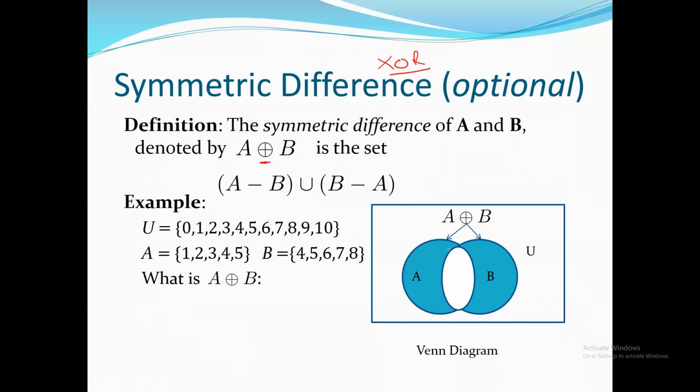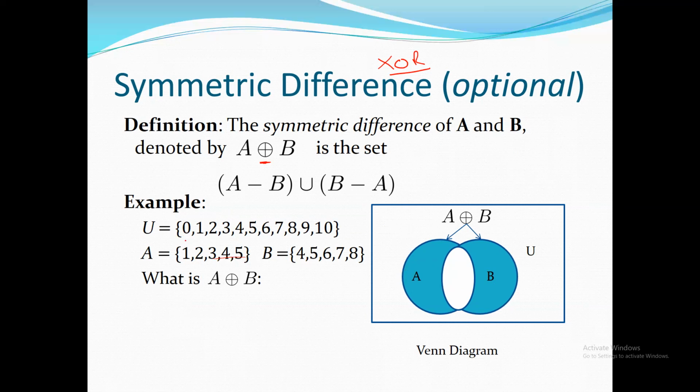This portion only, right? If you take B minus A, that is this portion only. So what is the symmetric difference? Just exclude the common numbers. So take A minus B and B minus A and union it. So exclude all the common numbers. That is called the symmetric difference operation.